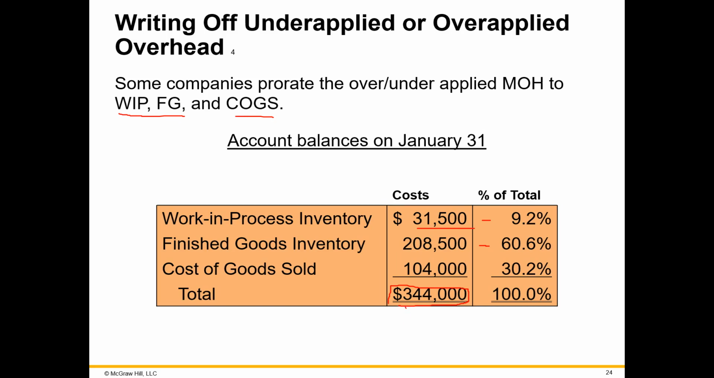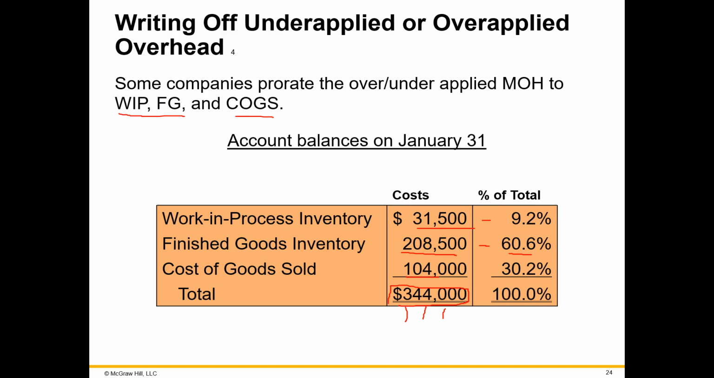Finished goods inventory of 285 is 60.6% of the total 344. And then cost of goods sold 104 is 30.2% of the total of 344. And so we're going to allocate our underapplied overhead according to those same percentages.